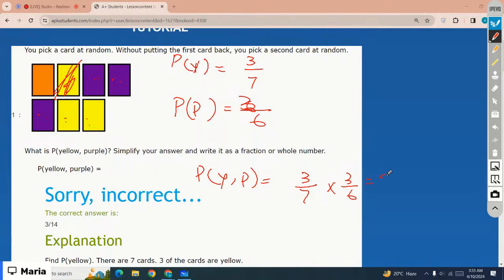3 times 3 is 9, 7 times 6 is 42. You can divide them by the 3. 3 over 12 it is. 3 over 14 it is. The correct option is 3 over 40, right?